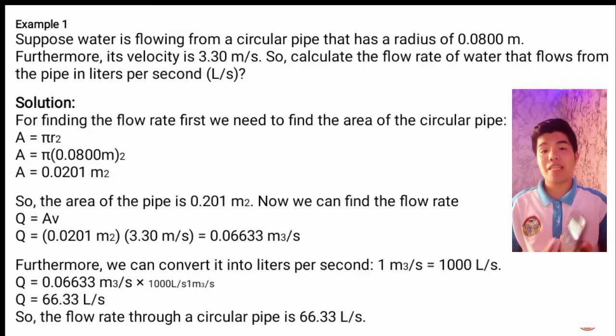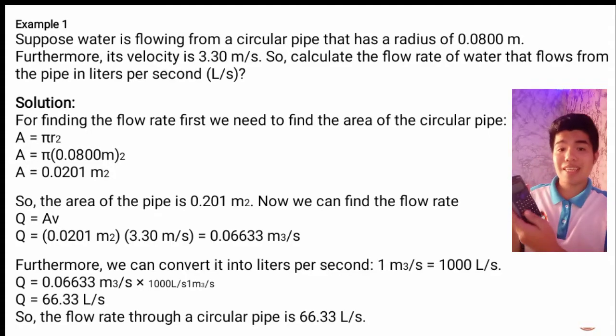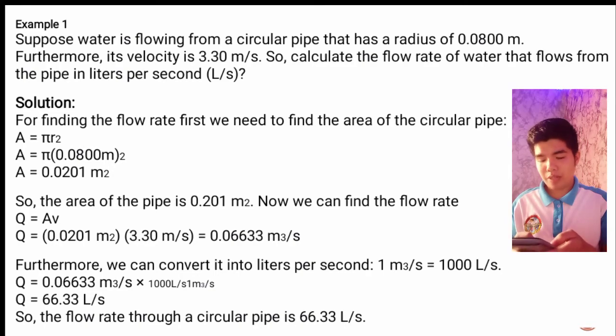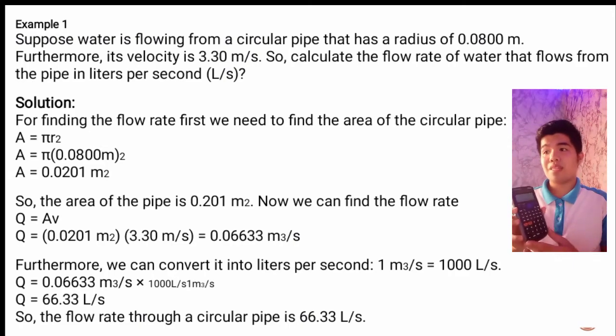So, gagamit na tayo ng ating calculator. Input natin π times 0.0800 squared. Huwag niyong kalimutan yung square pala. Equals 0.0201 square meter. So, nakuha na natin yung area, guys.